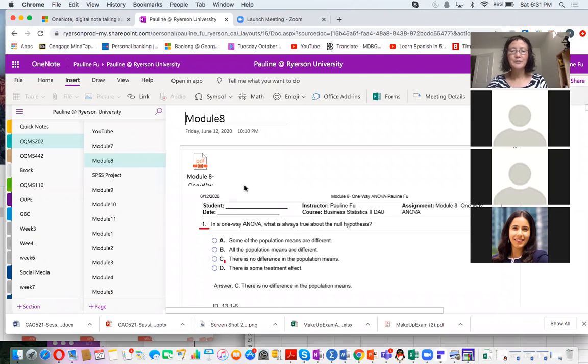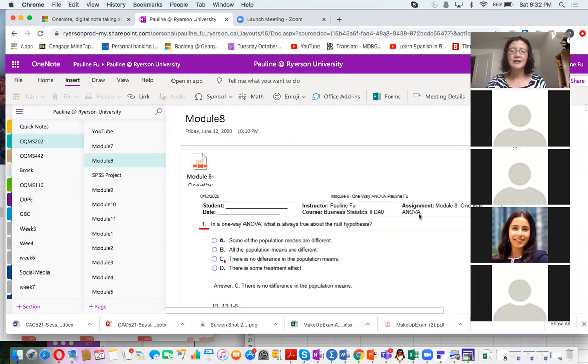So today's topic is Module 8, analysis of variance. It is also called the ANOVA test. But before we start, are there any general questions? Anything?